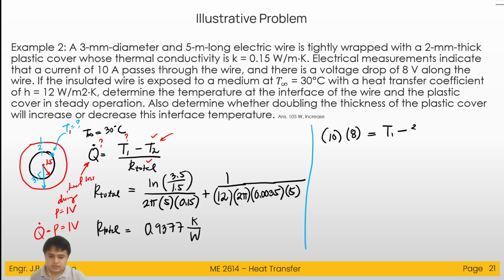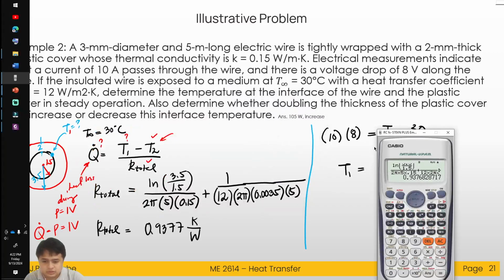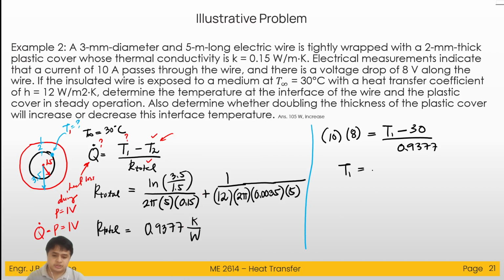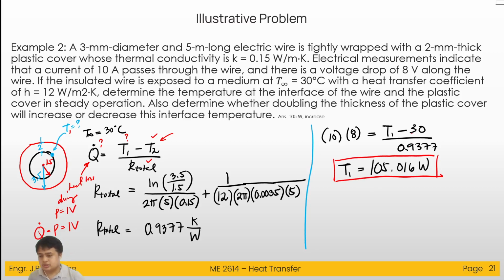T infinity is 30, all over 0.9377. So T1 here can be solved. To solve this mentally: 10 times 8 times 0.9377 plus 30. So the answer is 105.016 degrees Celsius. Okay, so that's it for the interface temperature of this copper wire, or whatever wire this is.